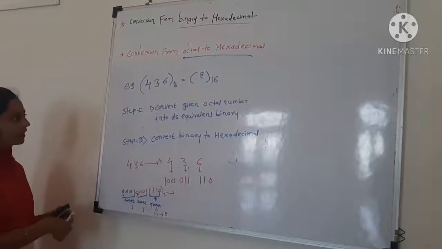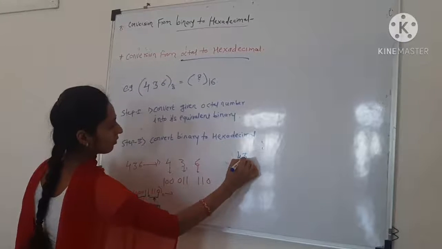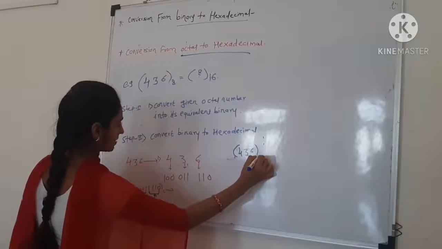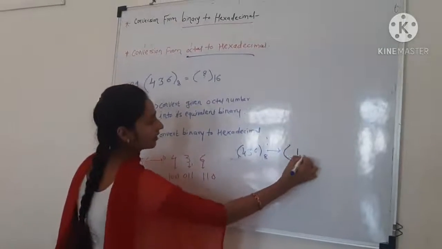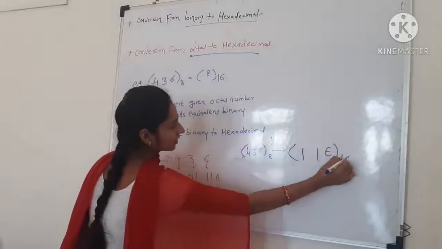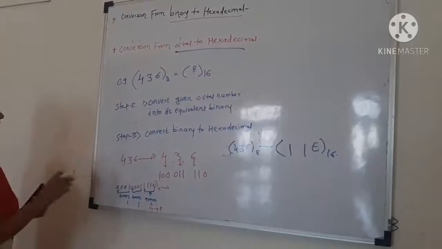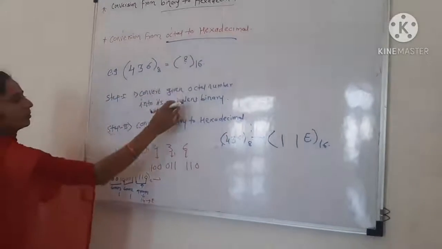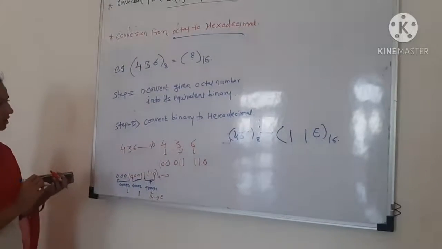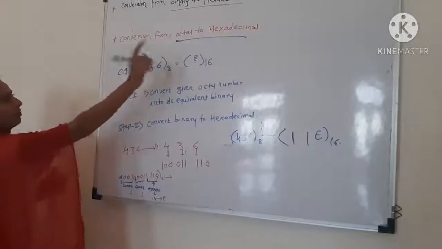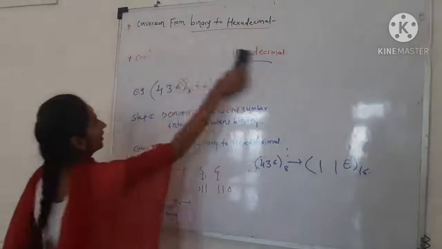So what is the final answer of this conversion? The final answer is 436 to the base 8 equals 11E to the base 16. In this conversion we are doing two conversions, that is firstly octal to binary conversion and after that binary to hexadecimal. So this is nothing but our octal to hexadecimal. We completed our conversions from the octal number system.